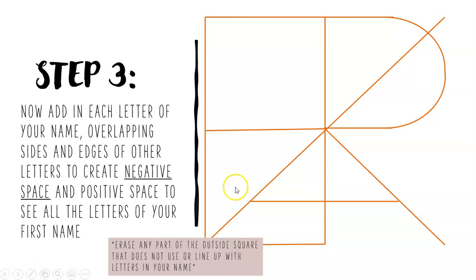Okay, please note that I did erase any part of the square that I did not use. So there was part of the square here and part of the square here on the right that I erased, because then it wouldn't make sense to have that part of my name.